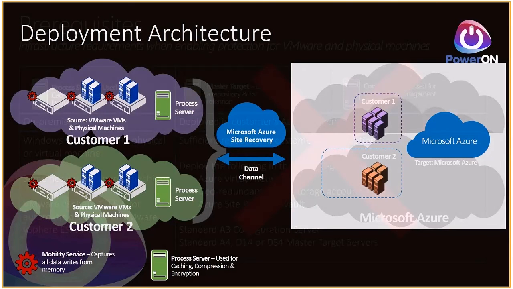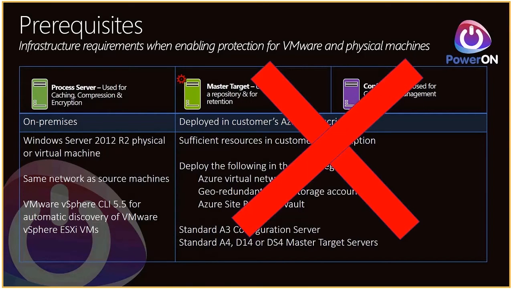So the process server is something that you actually need to deploy on premise. We don't for VMware things. For Hyper-V and for VMM, there are much easier prerequisites. For VMware, let's take a look at it. So you don't need master target server and the config server anymore. You just need the process server on premise. So this could be like a tiny, not exactly tiny, but a medium VM on your own infrastructure.